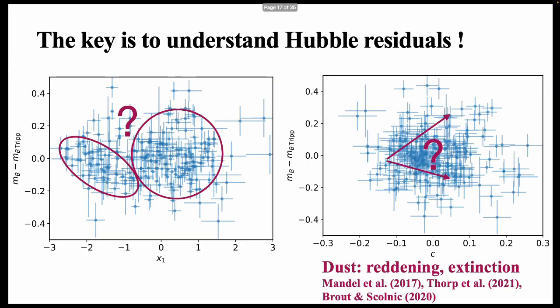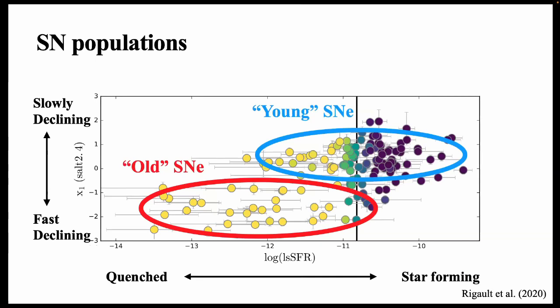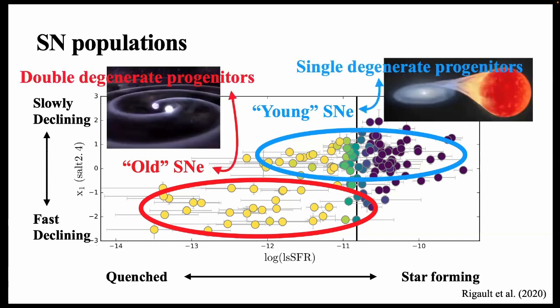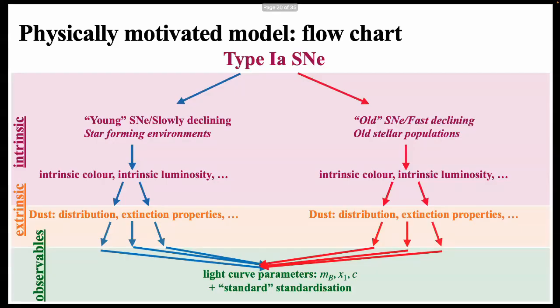What about this feature here, this bimodality? Let's look at this diagram. It shows the stretch parameter as a function of local specific star formation rate. You can see two distinct clusters of supernovae, one associated with a young stellar environment, star forming, and another associated with an old stellar environment. This is a well-known fact. And if you add time arguments, considering the time delay between star formation and the explosion, you can associate young supernovae with the single degenerate progenitor channel and old ones with the double degenerate channel, because one happens almost instantaneously after star formation and the other is much delayed.